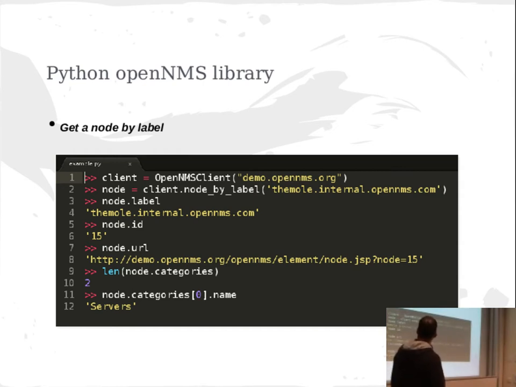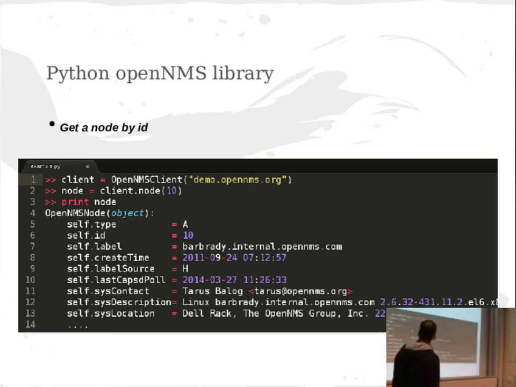This is an example of how we retrieve a node by label. We connect to the OpenNMS server, and basically we call this function and we put the name of the host. We get an instance of that host. Well, we could check, for example, the label, the ID, or the URL to that node in OpenNMS. We can also get the categories of that node. We could also get a node by an ID. So it's the same as getting the information by label.